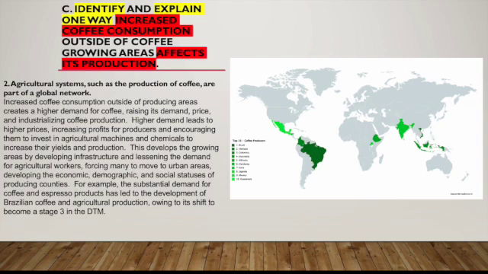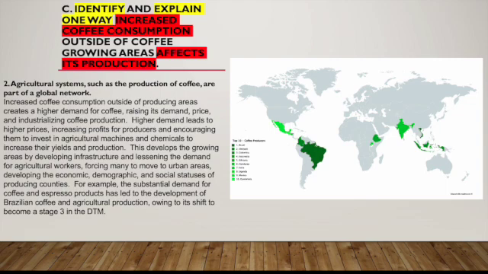C. Identify and explain one way increased coffee consumption outside of coffee growing areas affects its production. So a sample answer for this could be, increased coffee consumption outside a producing area creates a higher demand for coffee, raising its demand, price, and industrializing coffee production. Higher demand leads to higher prices, increasing profits for producers and encouraging them to invest in agricultural machines and chemicals to increase their yields and production.